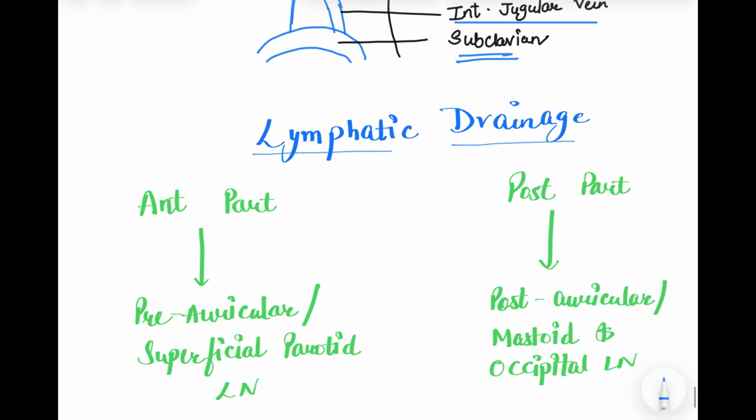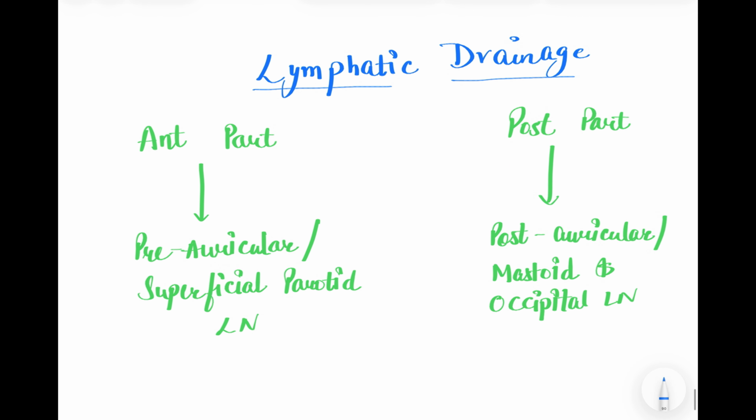Last but not the least is the lymphatic drainage. We'll divide the lymphatic drainage into 2 parts, anterior part and posterior part. The anterior part drains into the preauricular, or you can call them parotid, lymph nodes, and the posterior part drains into the postauricular, or you can call them mastoid and occipital, lymph nodes. So this is the lymphatic drainage.